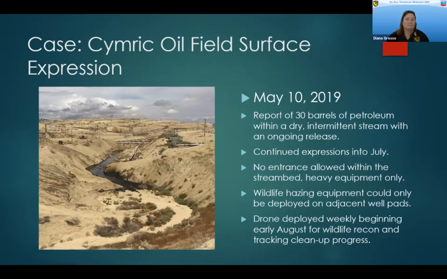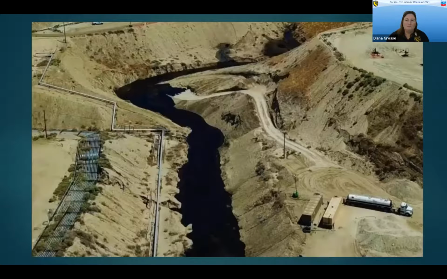Next slide. And this is just an image I included so you can get an idea of the magnitude of the spill. There's a vac truck down there on the bottom right. And those flat well pads up above the banks, that's where we were restricted for trying to do wildlife hazing and as far as being able to access, only heavy equipment was allowed down in the stream.